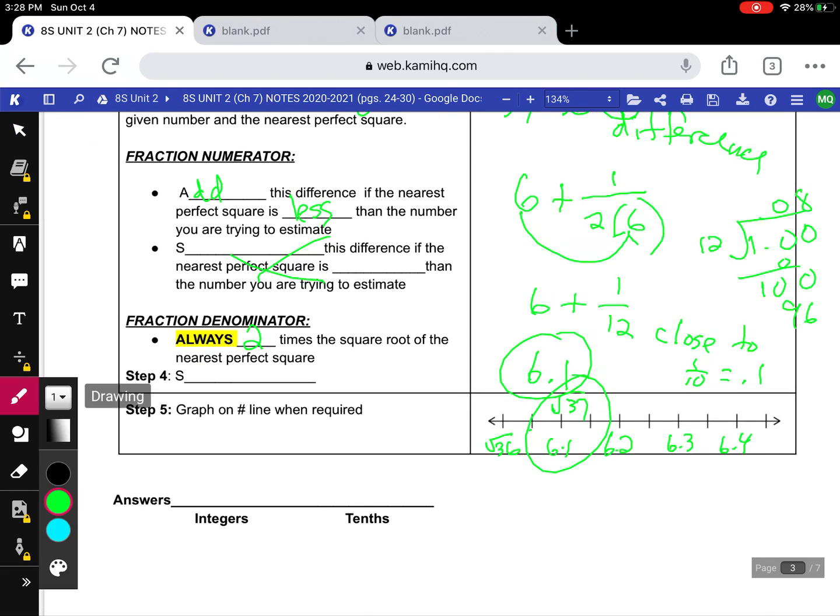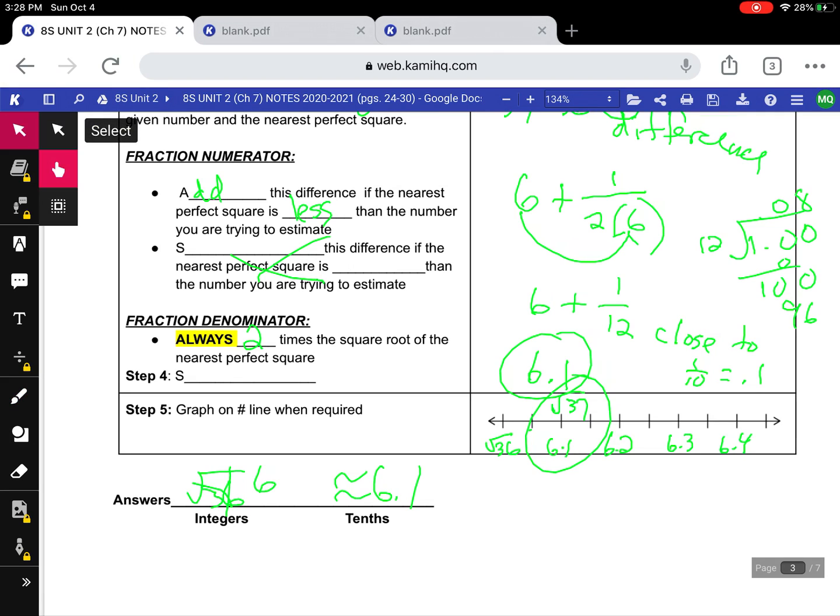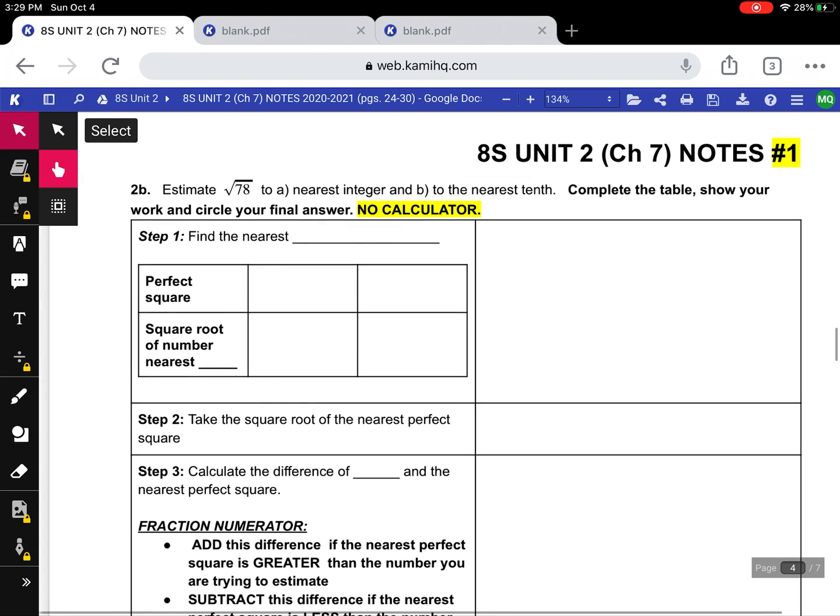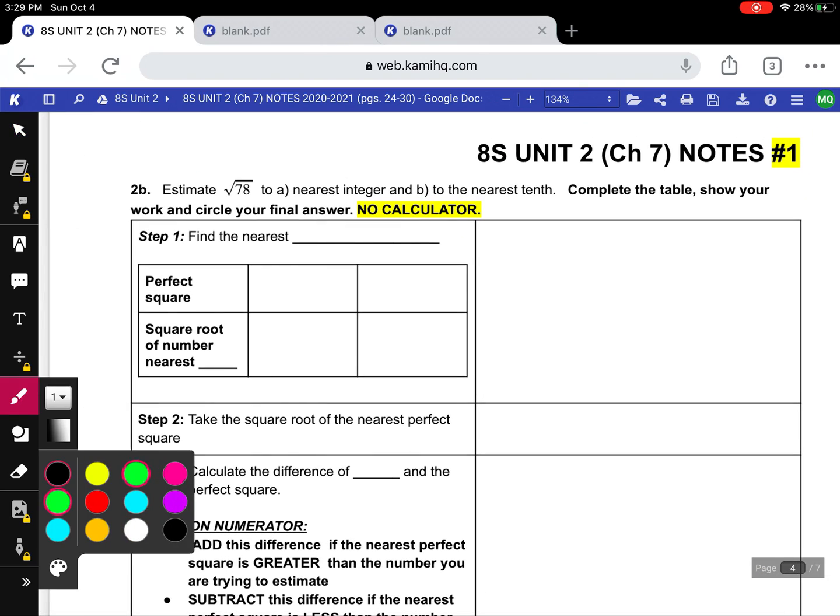So my answer is my closest integer. Well, we just said we're closest to the square root of 36, which is 6. And my tenth is going to be approximately 6.1. I know that's confusing. I do not expect you to get it on the first try, but the more you practice, the more you will be able to get these down. Okay, let's go to the next page.